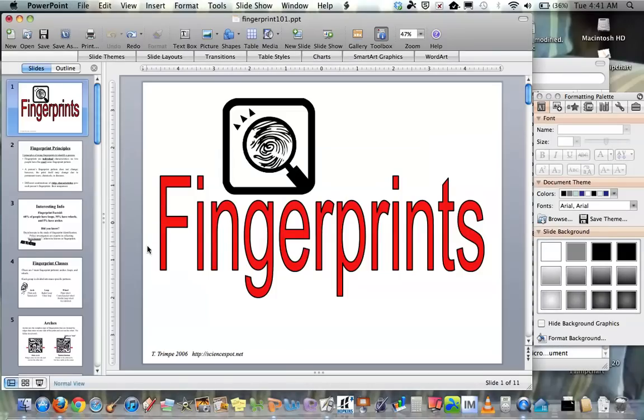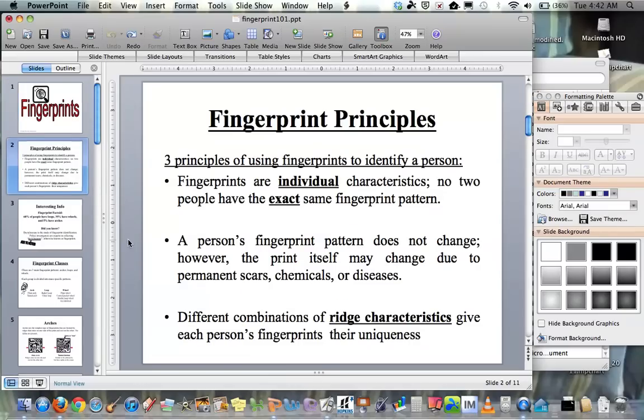All right, we're going to go through the fingerprinting notes here sort of quickly. Remember that along the way here, if you need to, you can go ahead and pause the video at any point or rewind to make sure that you get everything written down. Okay, title your notes, fingerprints, and we'll learn a little bit about them.